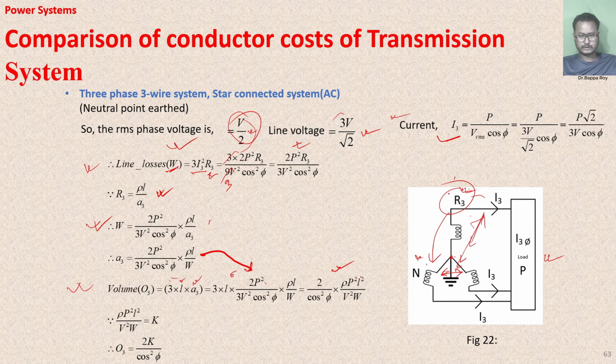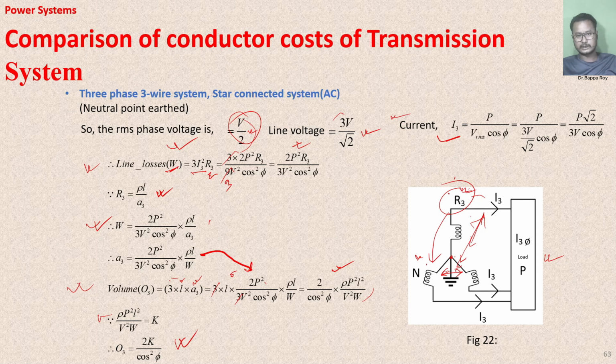P square is coming here, rho is coming here, L into L square, and 3 and 3 will go. Now V square W and cos square phi. And this value we know it's K, so it will come here. This value we know it's K. So 3 it will come 2K by cos square phi. It's clear. We are calculating volume for all three systems.